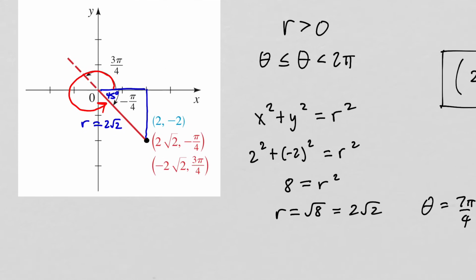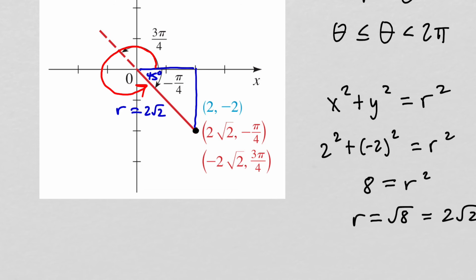Now, if you look at the answers that they provided here, they gave 2 radical 2, and then they just expressed this angle as a negative angle, so negative pi over 4. And then they also gave an answer where r was -2 radical 2, but then the angle has to be 3 pi over 4, so that when the r is negative, it takes you in the direction that you want to end up in.